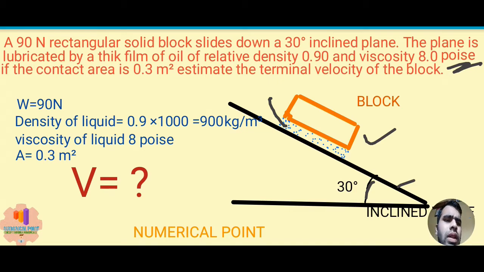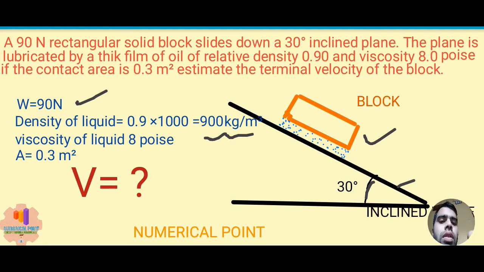this is the side view, and if you extend this in the z direction, towards the screen, then this area is 0.3 meter square. Estimate the terminal velocity of the block. Let's see what data was given in the question. The weight of the block is 90 Newton, density is 0.9 into 1000, that is 900 kg per meter cube, and the viscosity of the liquid is 8 poise.